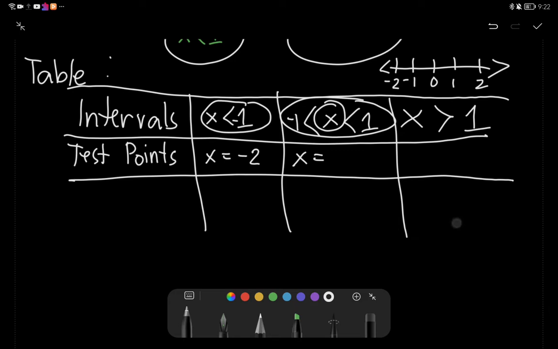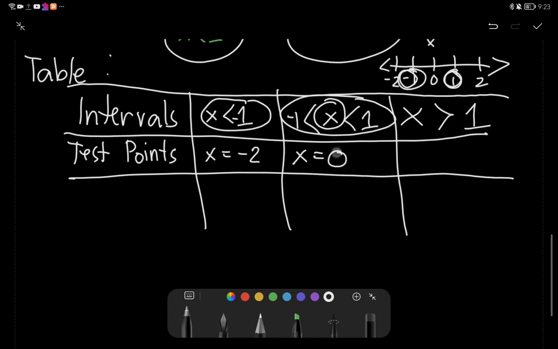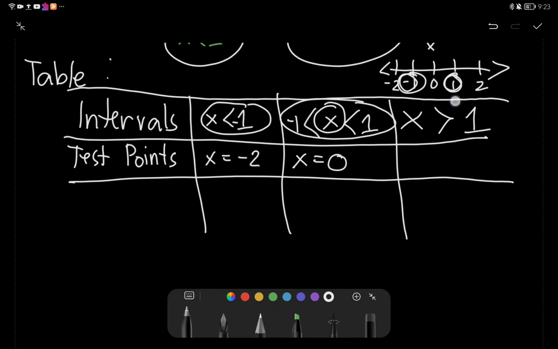X is greater than -1 but less than 1. So, si X daw, dako pa siya ni -1, pero gamay siya ni 1. Kinsay naa sa center na -1 ug 1, that is 0. So, the value of X here is 0. Now, in the third interval, X is greater than 1. Dili na ta mulayo ang number nga dako ni 1, +1, that is +2.